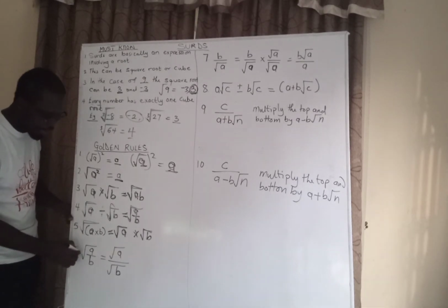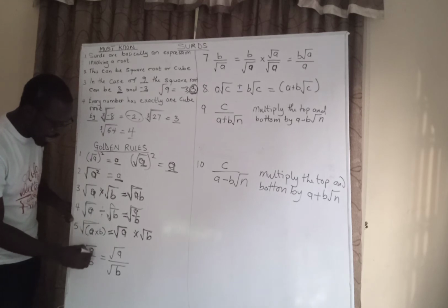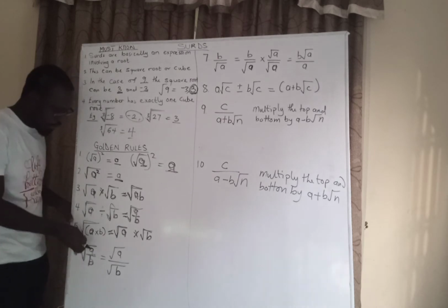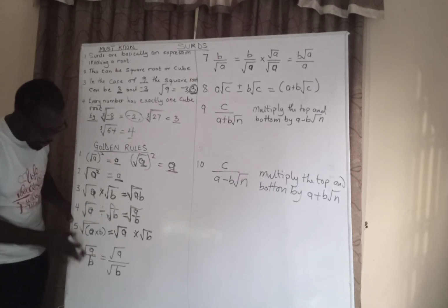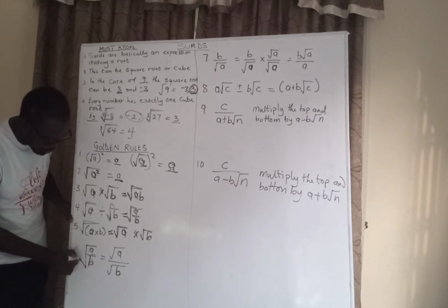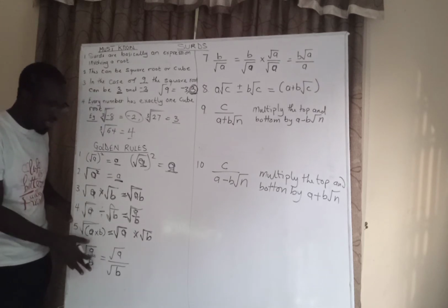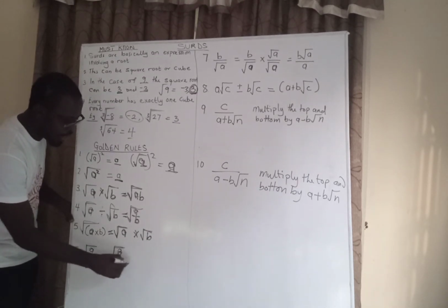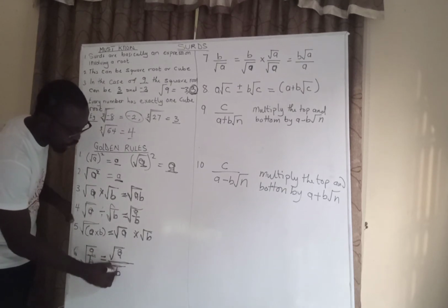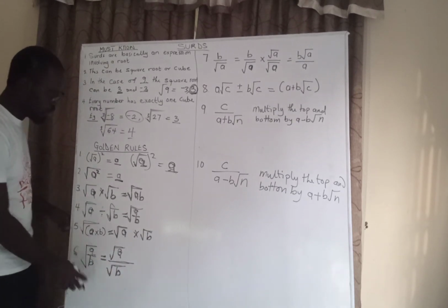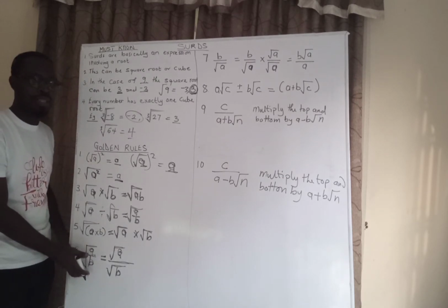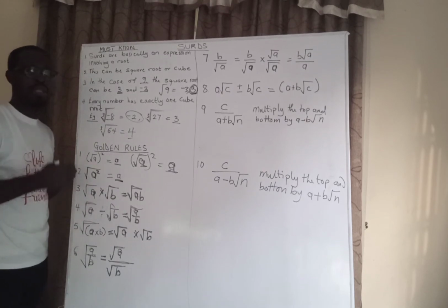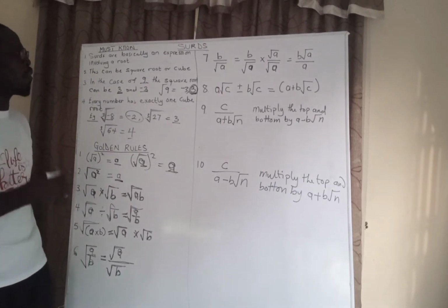The sixth golden rule says that the square root of a over the square root of b, all of them inclusive here, as you can see. Okay, so let me write it well. So a over b all in the square root can be written as the square root of a over the square root of b. Okay, so this is also the sixth golden rule. Please take note of it. We are going to apply it, and then we are going to use it to solve a lot of questions.